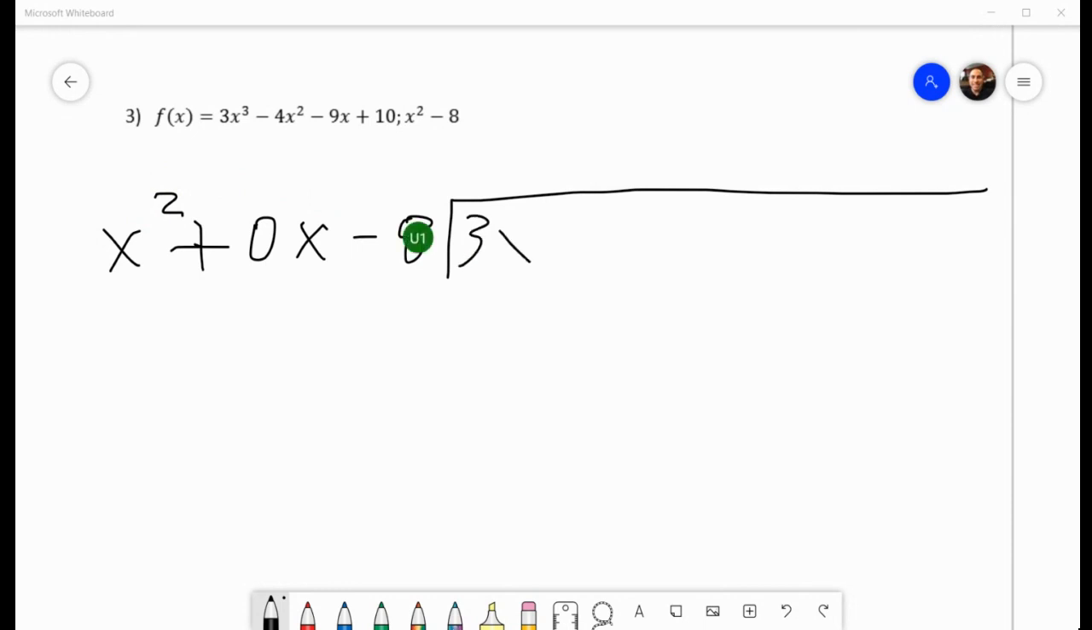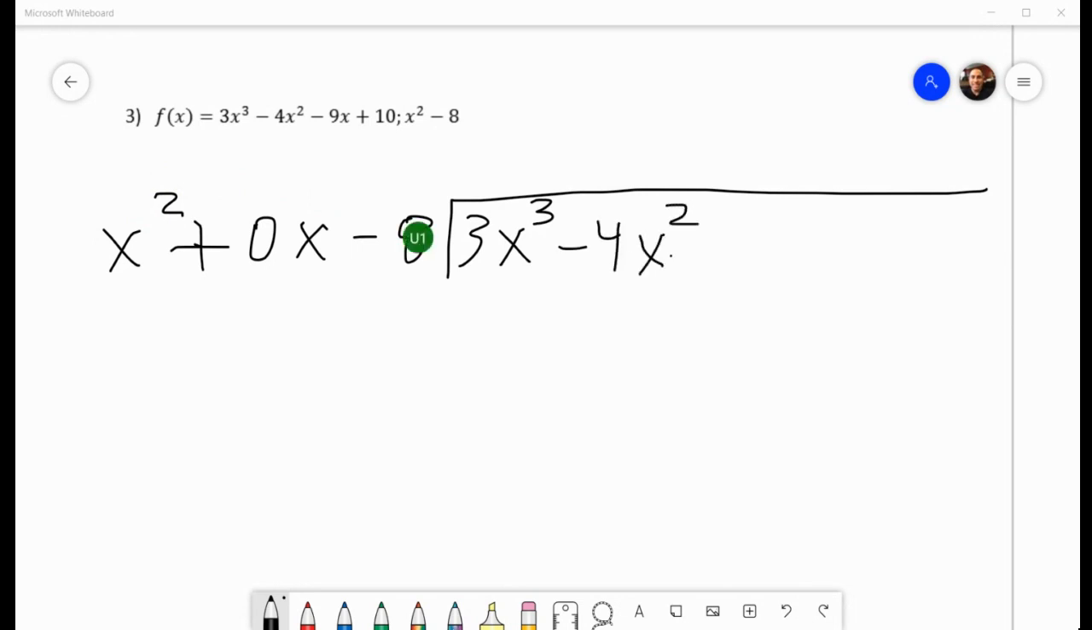Let me see if I can fit this in. 3x cubed. Well, oh, come on. Give me a break. What the heck is it doing? I'm trying to get this to work. Let me try this. There we go. It wasn't letting me write it in for some reason.